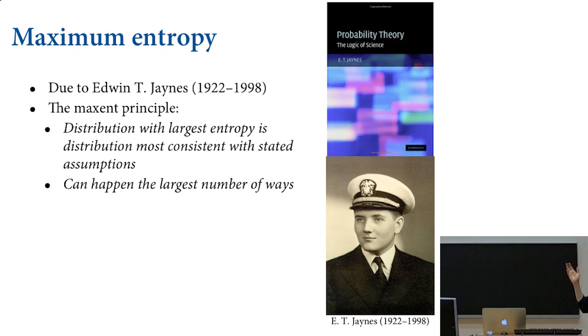The distribution with the largest entropy is the distribution that's most consistent with our stated assumptions, and the reason is because it can happen the largest number of ways. So in the context of the pebble throwing, what does this mean? What are our stated assumptions? Stated assumptions were that each pebble has an equal chance of landing in any bucket.